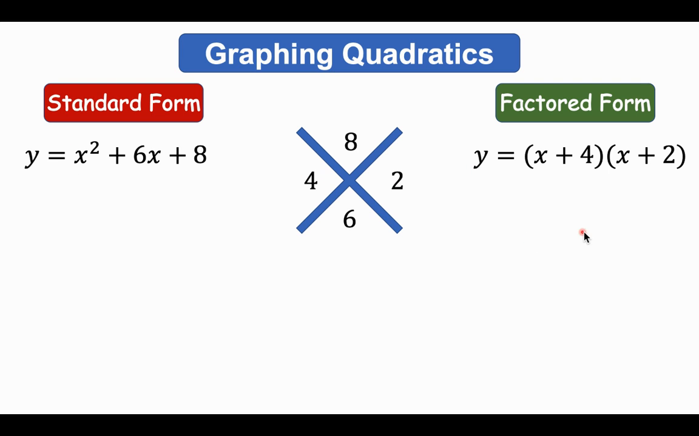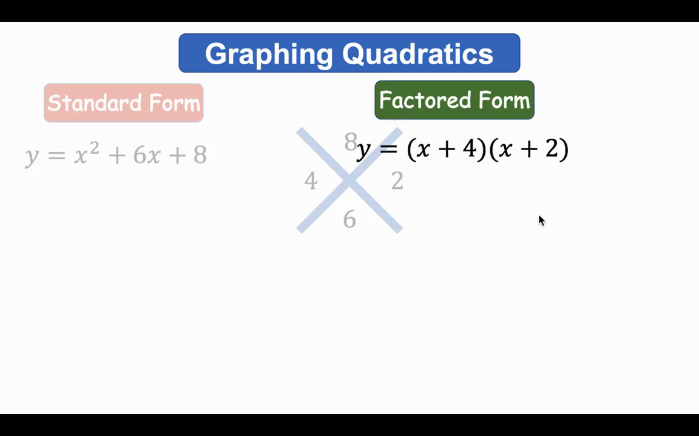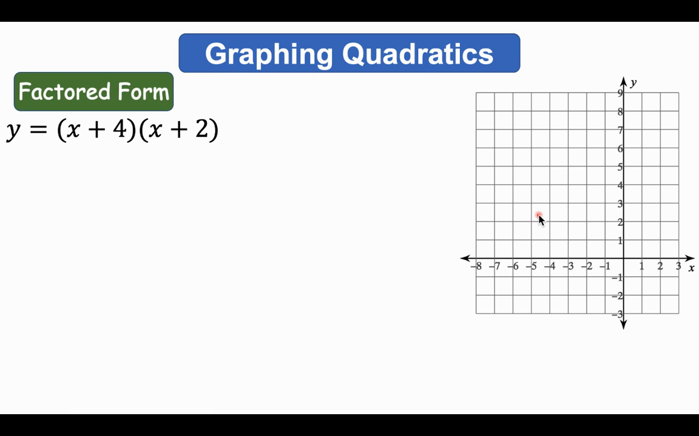All right. Now that we have it in factored form, you do it just like the previous lesson on graphing quadratics that are in factored form. So let's go ahead and just do a quick preview of that. So factored form, basically, you're going to find your x-intercepts. So you set them both equal to 0.